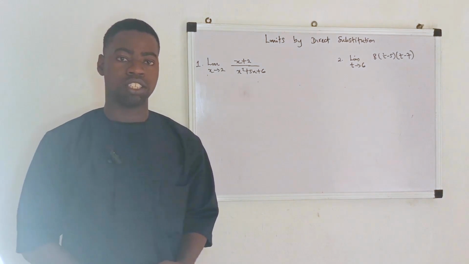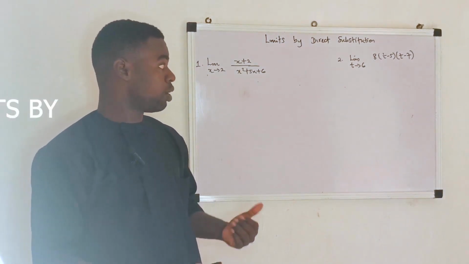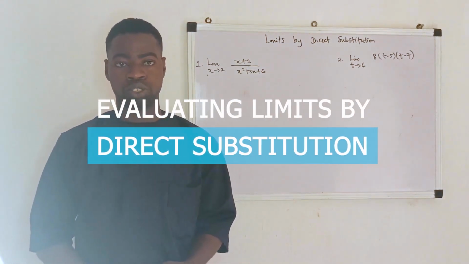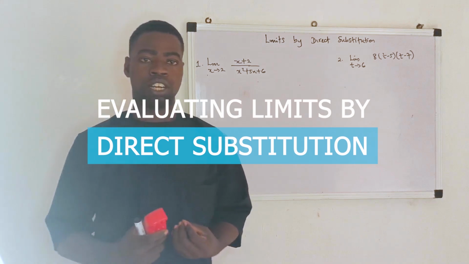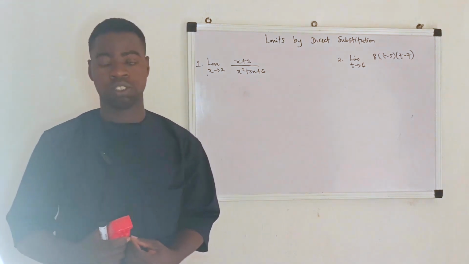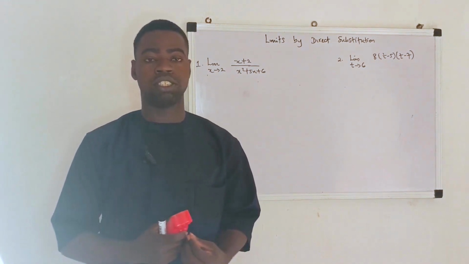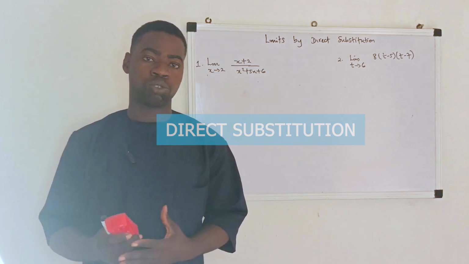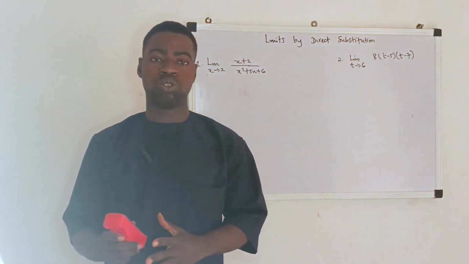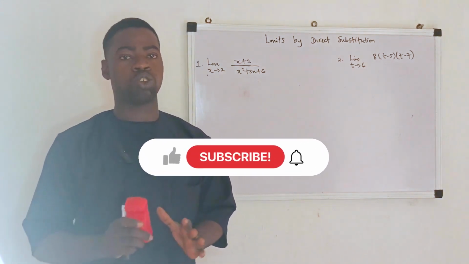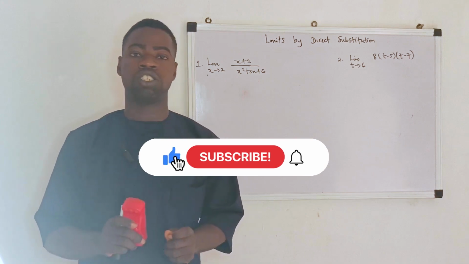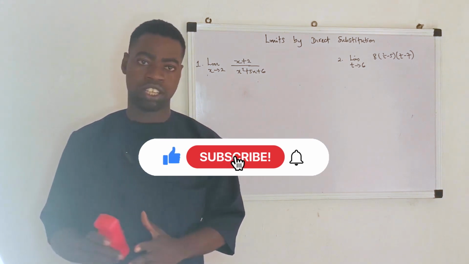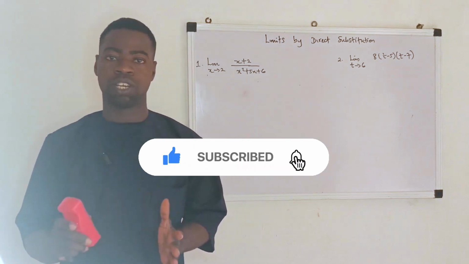And today's class, we'll be looking at how to evaluate limits by direct substitution. In our previous class, we made mention of the methods of evaluating limits, and one of which is by direct substitution. In direct substitution, all you need to do, just as the name implies, is to substitute the value for which your function approaches, and then boom, you have your answer.